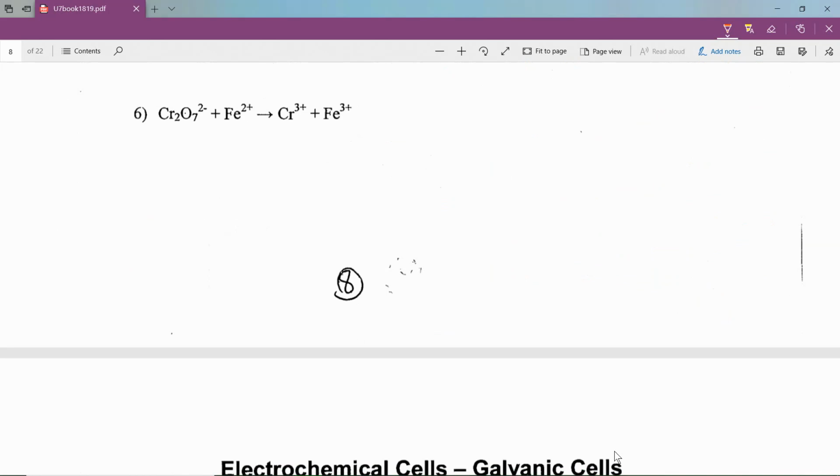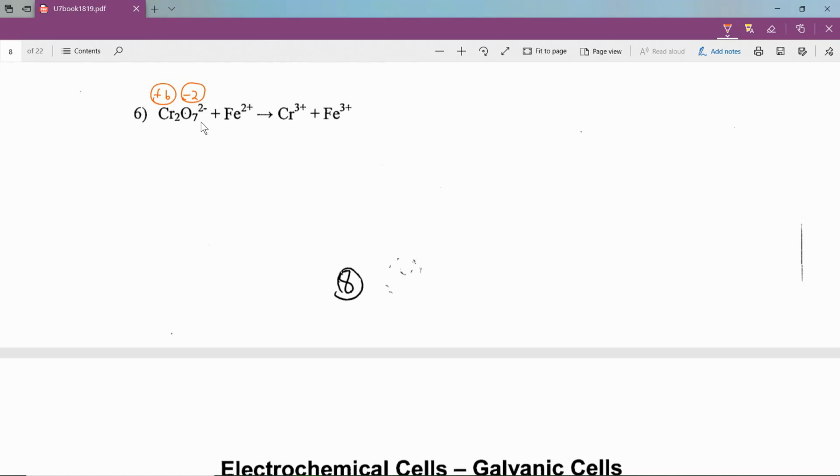Okay. The dichromate anion is used a lot in oxidation reduction, and we see it here. So let's look at this one. Number 6 near the bottom of page 8. So chromium, well, let's see. Let's get the one we know first. Minus 2. So each chromium is plus 6.